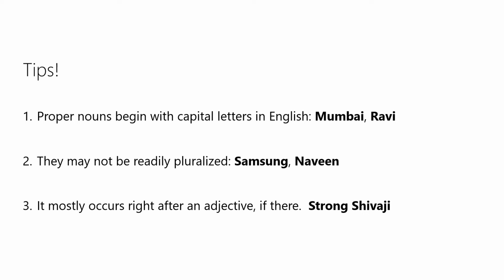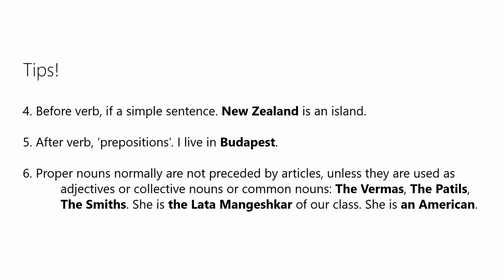Next trick to identify a proper noun in a phrase is that it mostly occurs right after an adjective. For instance, strong Shivaji. But in a sentence, a proper noun happens to be the very first word of the sentence, particularly when there is no adjective in that sentence. For instance, in the sentence, New Zealand is an island, New Zealand is the proper noun. Then, proper nouns also normally occupy the place right after the verb or preposition in a sentence. For example, I live in Budapest. Here in is a preposition and Budapest is the name of a city.